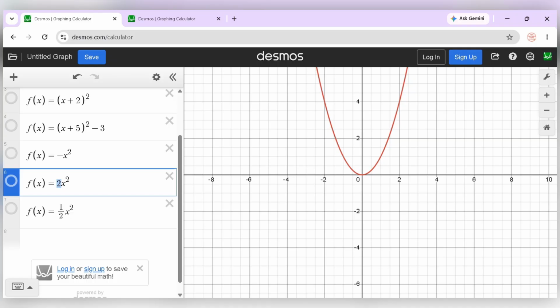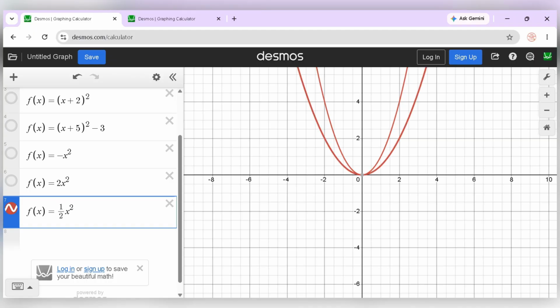It's going to make it narrower, so like that. And if the number is a fraction between 0 and 1, so it's not quite 1, but it's not negative, still positive, it's going to stretch it. It's going to make it wider horizontally.